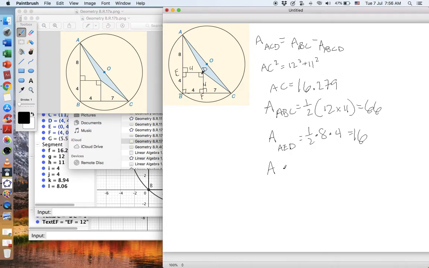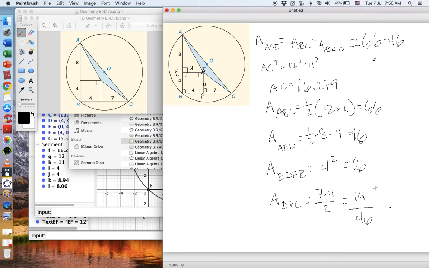We've got the area of EDFB, that square there, which is just equal to side squared, or 16. We've got the area of that last triangle, DFC, which is equal to 7 times 4 over 2, or 1/2 base times height, and that's equal to 14. We're going to add all these up, and we get 46. And so then ACD is equal to 66 minus 46, or 20.